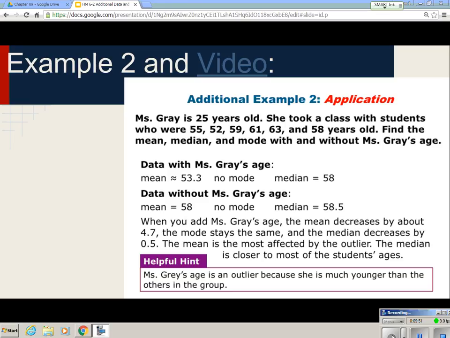So really, we can see here that the outlier definitely changes the average, the mean, but as far as the mode and the median goes, it doesn't change too much. So the mean is the one that's affected the most by the outlier. And the median is close to what most of the ages are already. So outliers may not change everything, but they'll change something. You can write this down if you want, but you don't have to have any of this down.